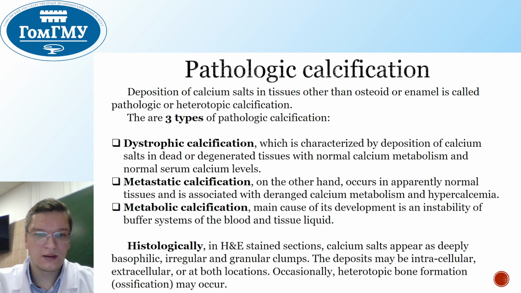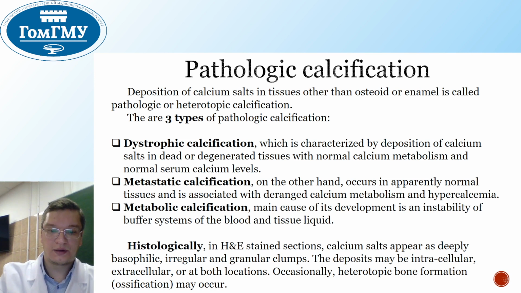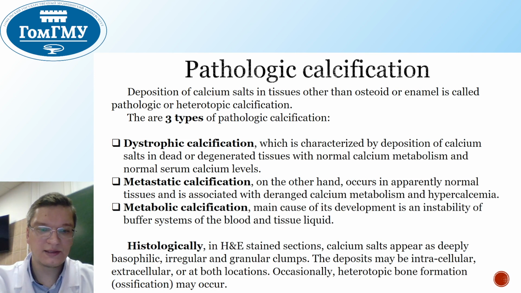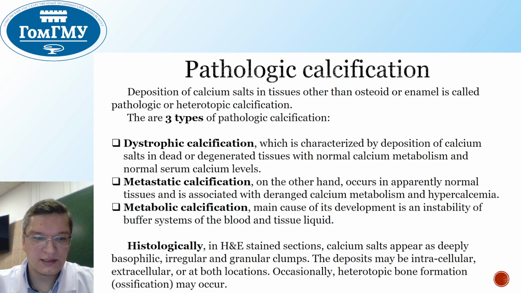Histologically, in routine hematoxylin and eosin stains, calcium salts appear as deeply basophilic, irregular, and granular clumps. The etiology and pathogenesis of the three types of pathological calcification are absolutely different, but morphologically, all the deposits are absolutely the same.